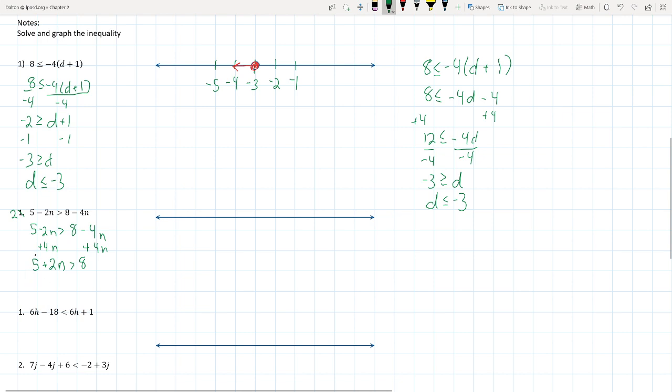Now, this isn't by itself, following that kind of reverse operations that we need to do whenever we're solving. I need to subtract 5 from both sides. So I subtract 5, and I get 2n is greater than 3. I'm going to bring this down just a little bit more. There we go. Not quite done yet. We need to divide both sides by 2. I get n is greater than 3 halves.